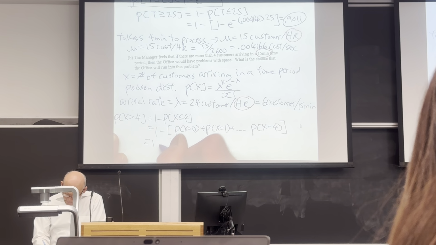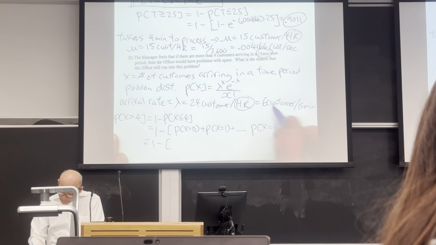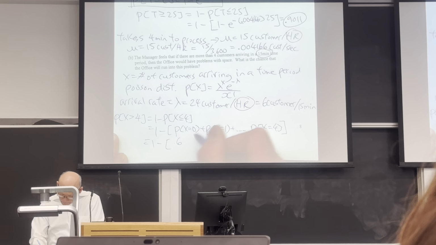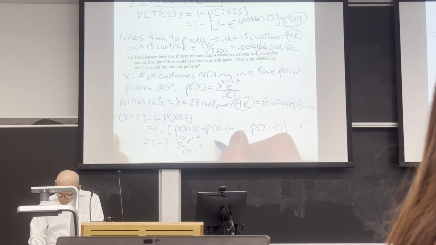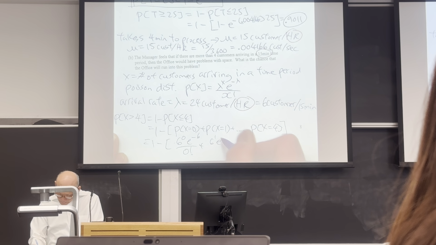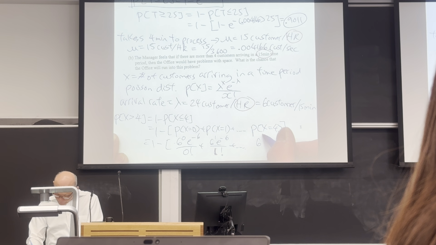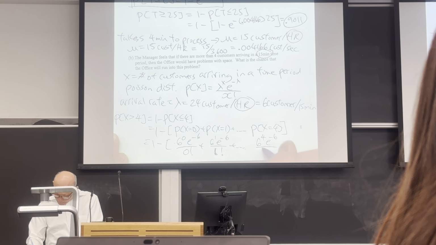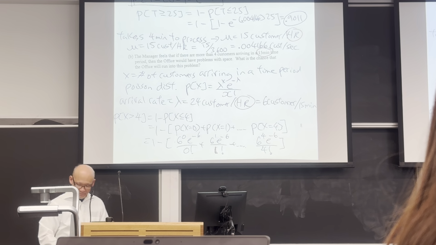And so we can put in X is 0, so lambda is 6, so 6 to the 0, e to the minus 6, over 0 factorial. And then X is 1, so 6 to the 1, e to the minus 6, over 1 factorial, and so on. Finally, 6 to the 4, e to the minus 6, over 4 factorial. I didn't really get a chance to work it out, but whatever.